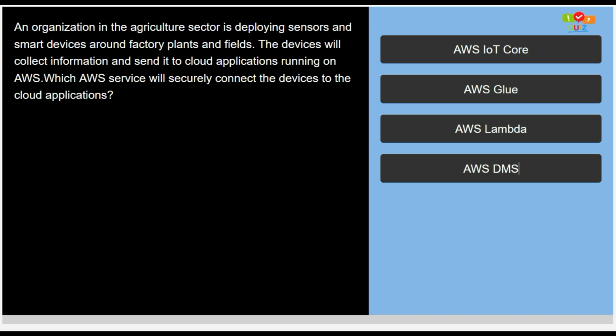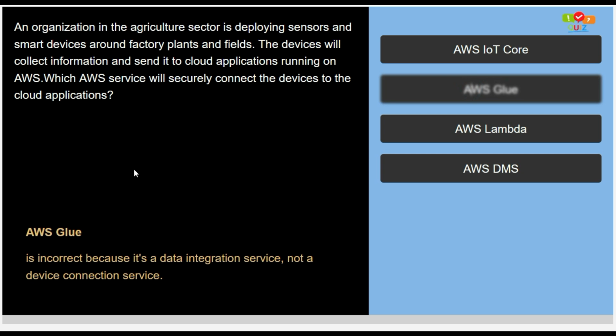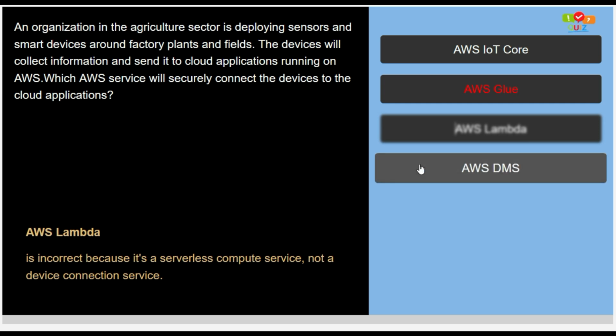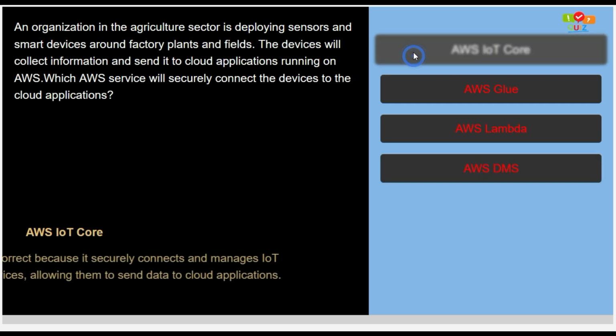Time up. Now let us analyze the answers, and through that we'll find out the correct answer. Okay, so let us start with option 2, AWS Glue. This option is incorrect. Why? Because it's a data integration service, not a device connection service. Okay, so this is your wrong answer. Alright, next we have AWS Lambda, which is also incorrect because it is a serverless compute service, not a device connection service. Okay, so this is also your wrong answer. Option 4, which is AWS DMS, is also incorrect because it is a database migration service, not a device connection service. Okay, this also goes to the wrong answer.